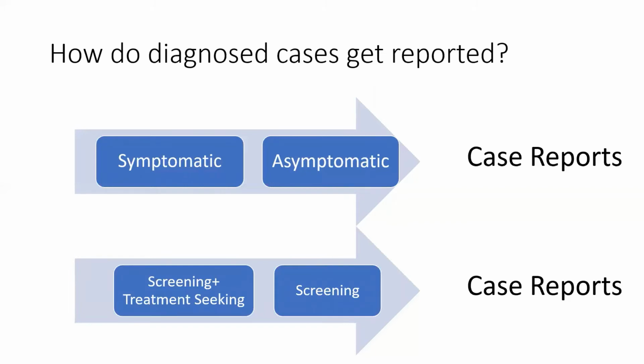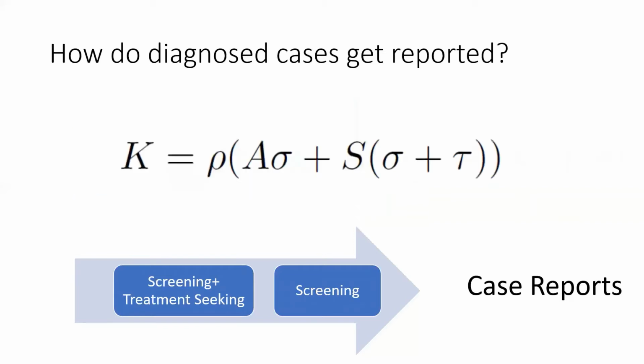So if we have estimates for how rapidly people are being screened each year, or how rapidly people seek treatment when they have symptoms, we can write down an equation to relate how screening and symptomatic treatment seeking, as well as how many people have asymptomatic or symptomatic infection. We can write down an equation for the number of annual case reports we would expect. And that's what's right here.